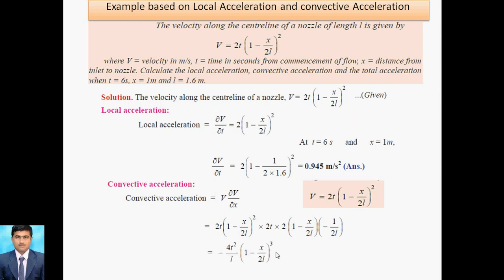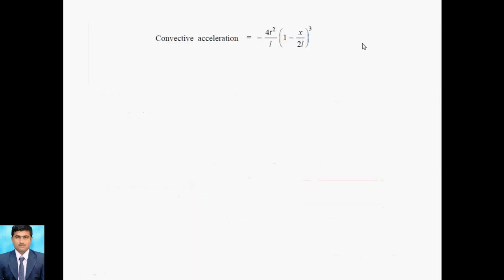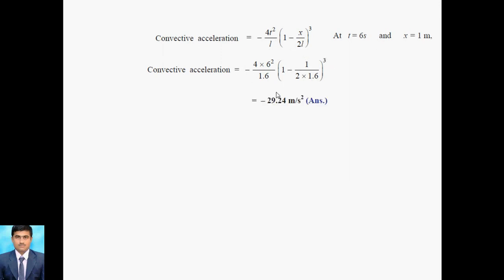Now after simplification, that value becomes 4t²/L times (1 − x/2L) to the power 3, with a minus sign. Now we put the values of t, x and L. L is 1.6, t is 6 seconds, x is 1. So the value becomes −29.24 meter per second square. So this is the convective acceleration.